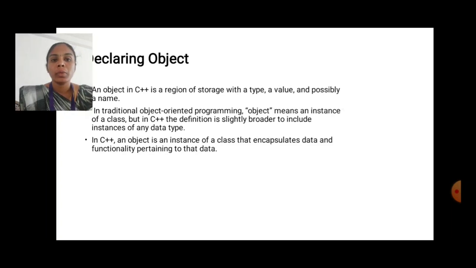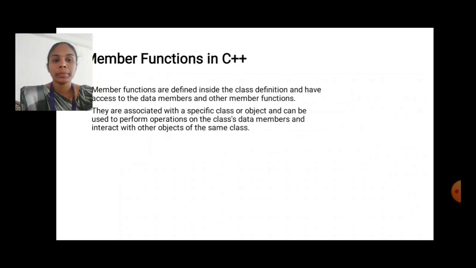Declaring an object. An object in C++ is a region of storage with a type, a value, and possibly a name. In traditional object-oriented programming, object means an instance of a class, but in C++, the definition is slightly broader to include an instance of any data type. In C++, an object is an instance of a class and encapsulates data and functionality pertaining to that data.